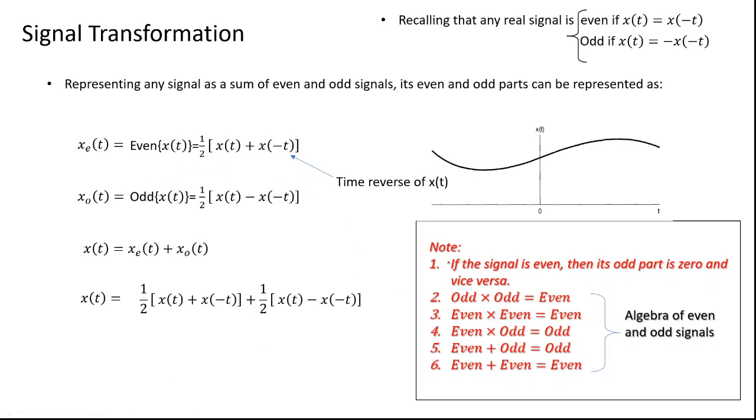Let us quickly see the note point. If the signal x of t is even, then its odd part will be 0, and if the signal is odd, then its even part will be 0.